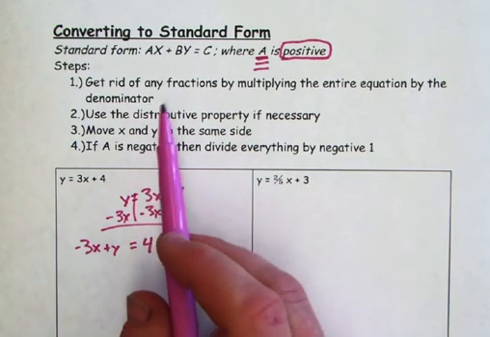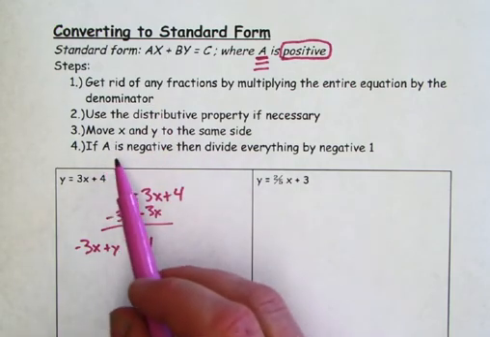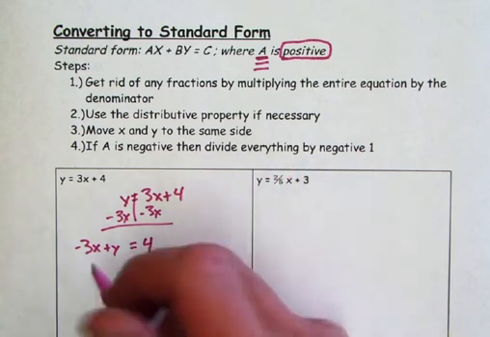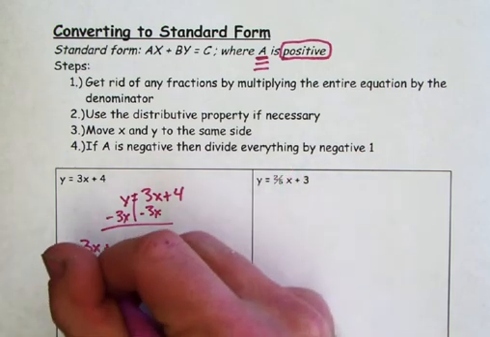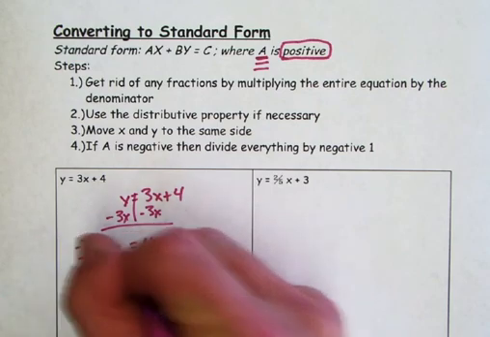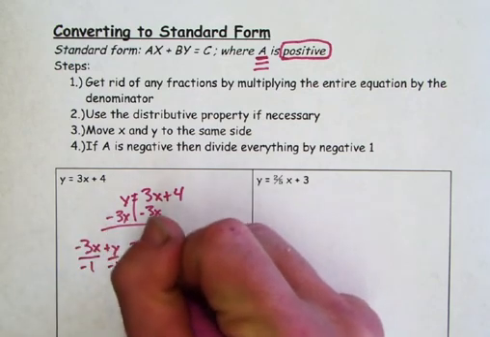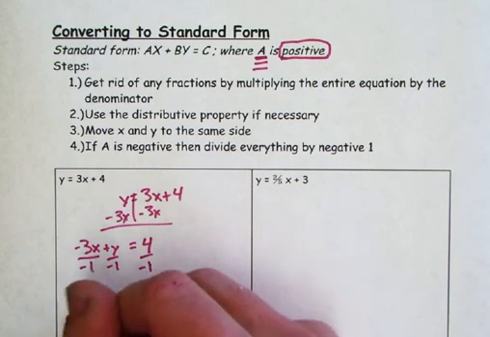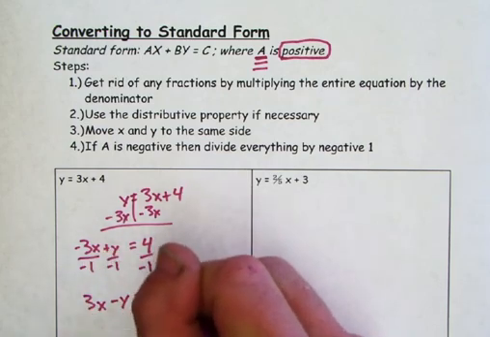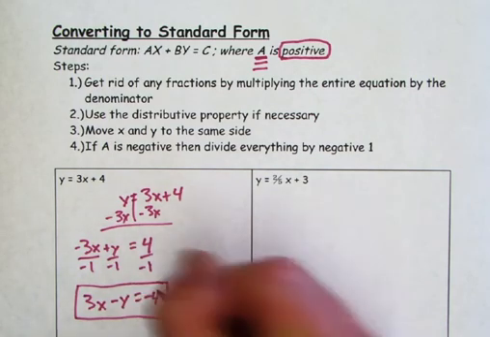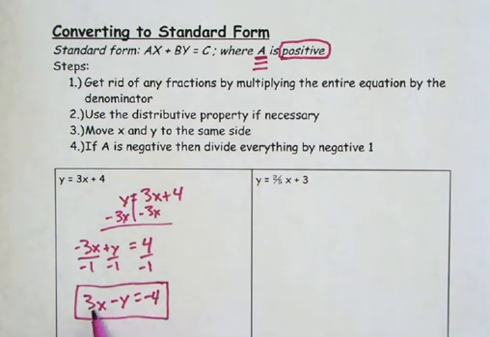It says if a is negative, then you have to divide everything by negative 1. And here, our a, the coefficient of the x term, is negative. So we're going to divide this by negative 1, this by negative 1, and this by negative 1. And we get 3x minus y equals negative 4. Now that is an equation in standard form, because now we have a positive a, and we have x and y on the same side.